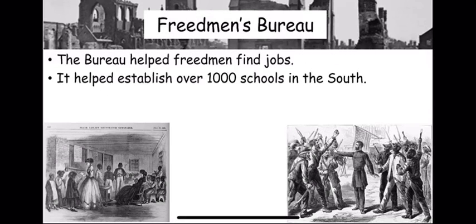So Freedmen's Bureau continued. The Bureau helped them find jobs, and then this is that big part of education. Established over 1,000 schools in the South to be able to place them in jobs that were productive. Okay, so really just trying to help them any way they can.